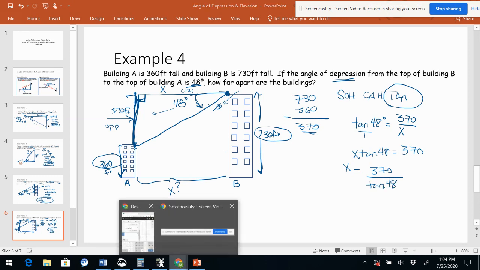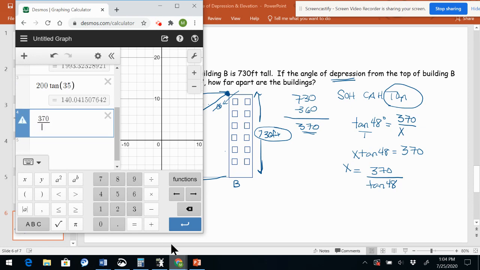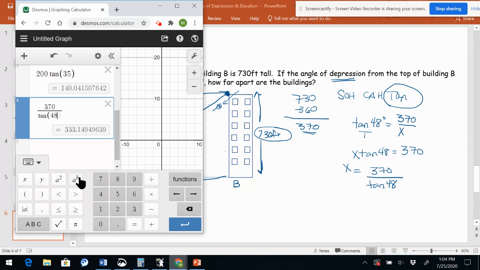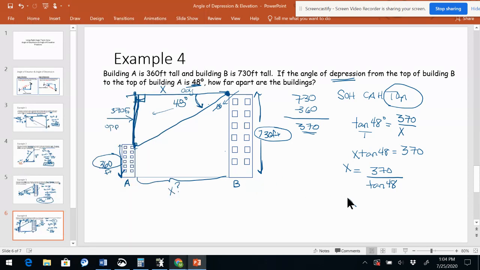Again, I'll need my graphing calculator. So I'm going to pull up my Desmos calculator, and I'm going to type in 370 divided by, go to my functions, tangent of 48. And I get 333.1. So my x value in this case is 333.1 feet. So that is the distance between the two buildings.